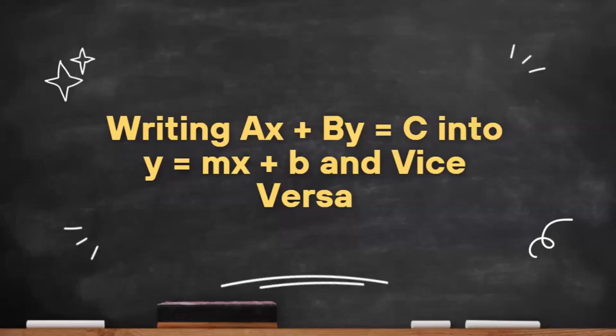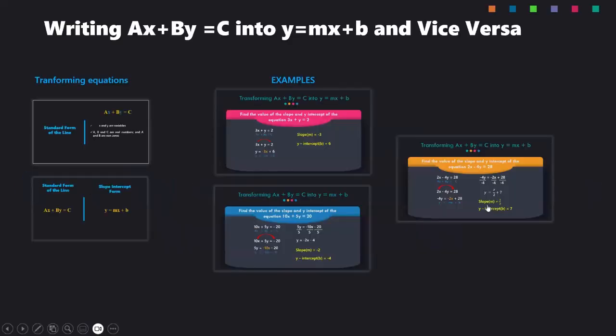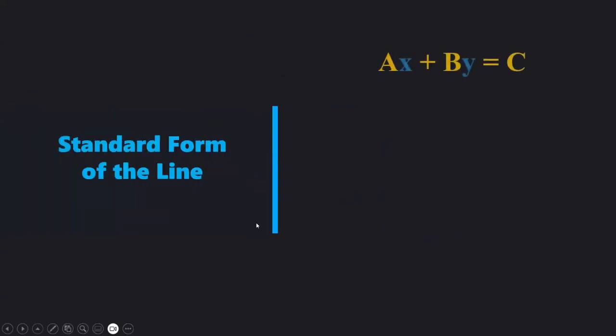Our topic for today is all about writing ax plus by equals c into y equals mx plus b and vice versa. So before we transform equations, first, let us know the standard form of the line.